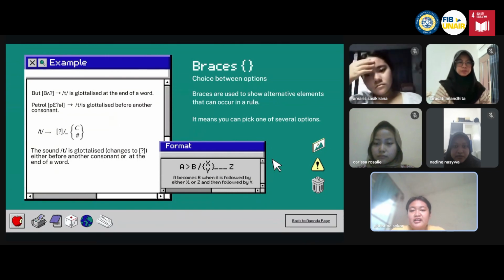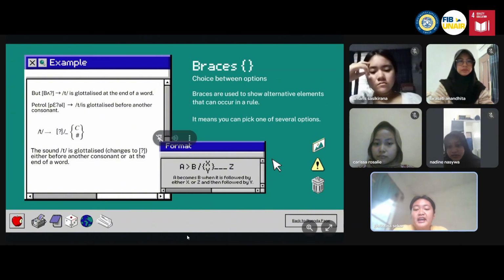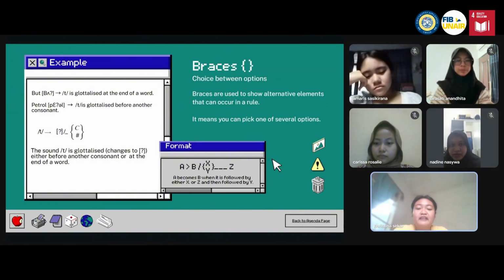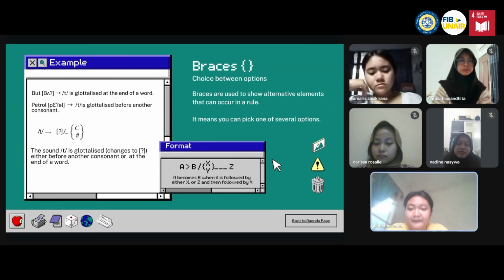And the second one is braces. What are braces? Braces are used to show alternative elements that can occur in a rule. That means we can pick one of several options. Before the example, it also has a format: A becomes B when it is followed by either X or Z and then followed by Y.